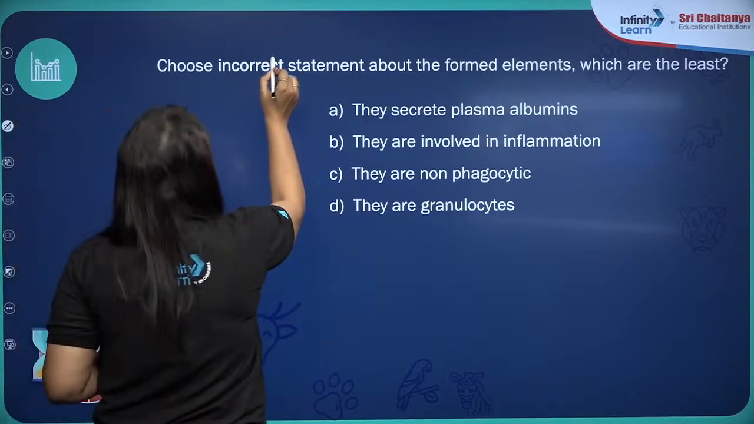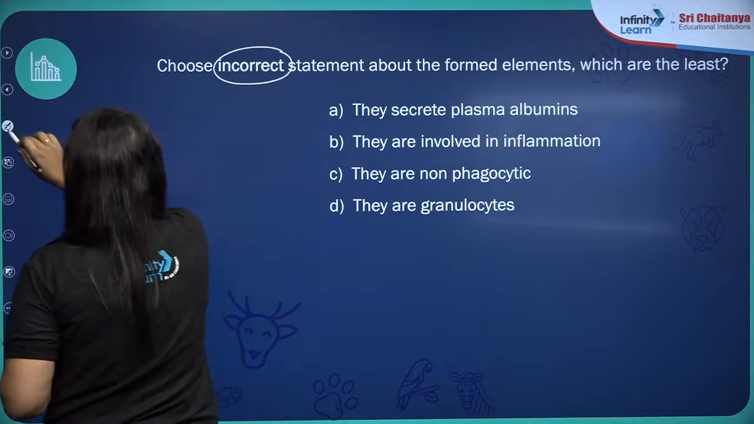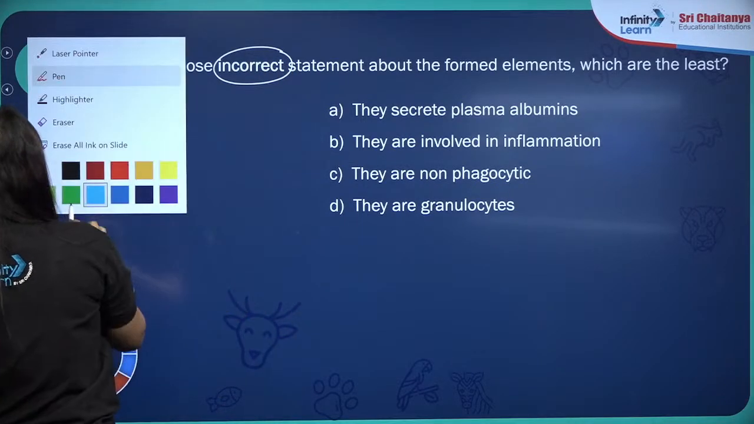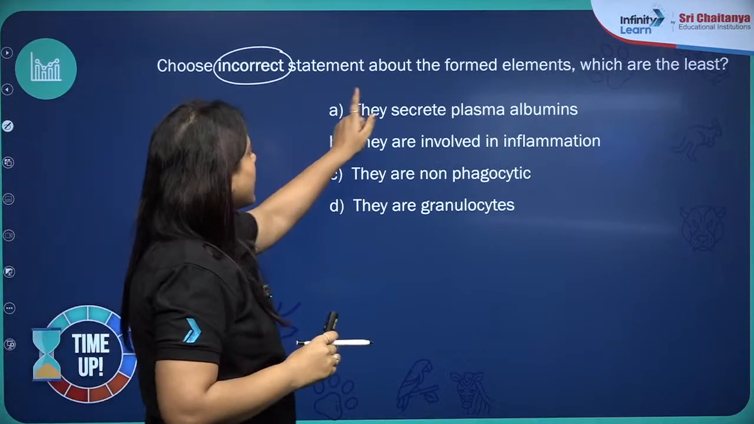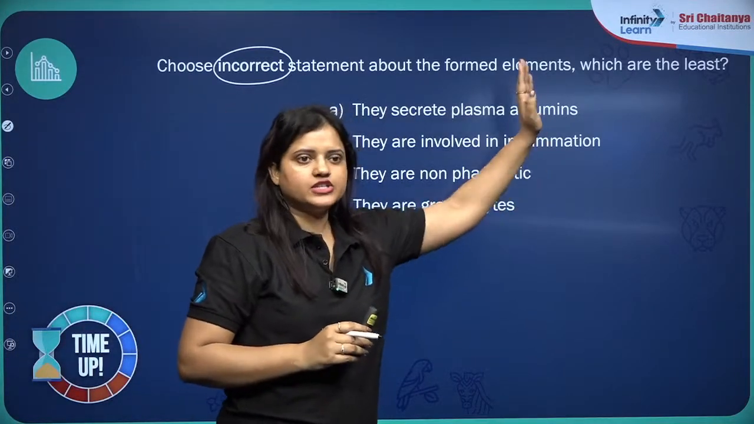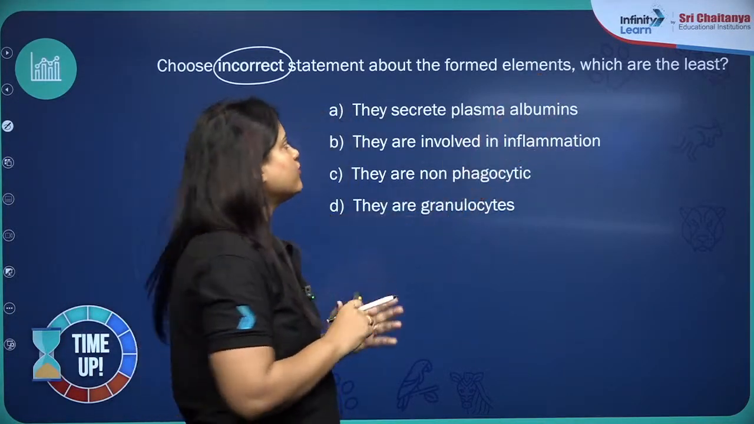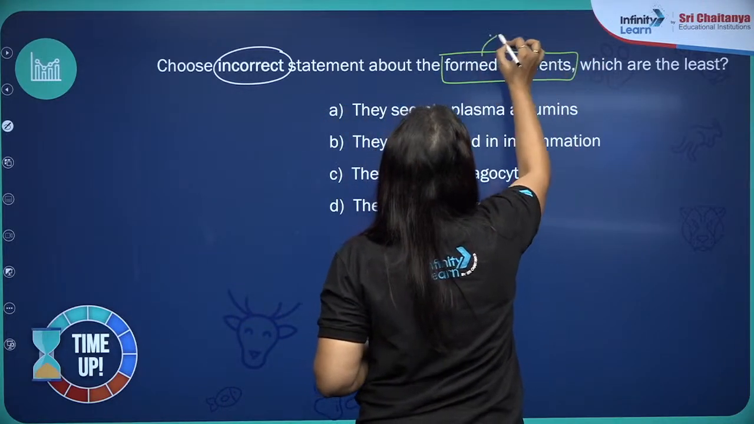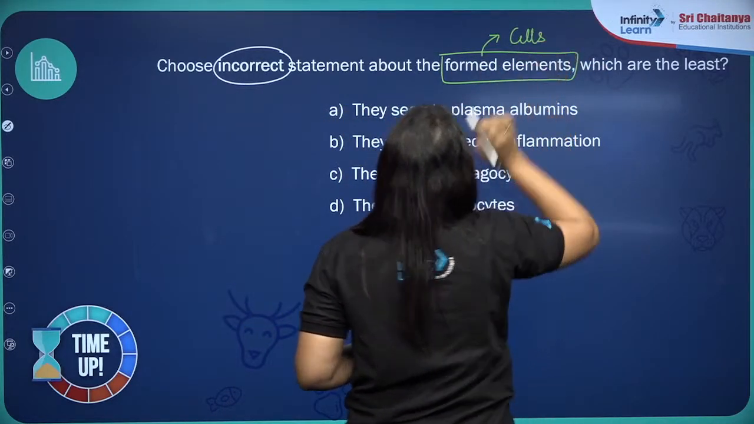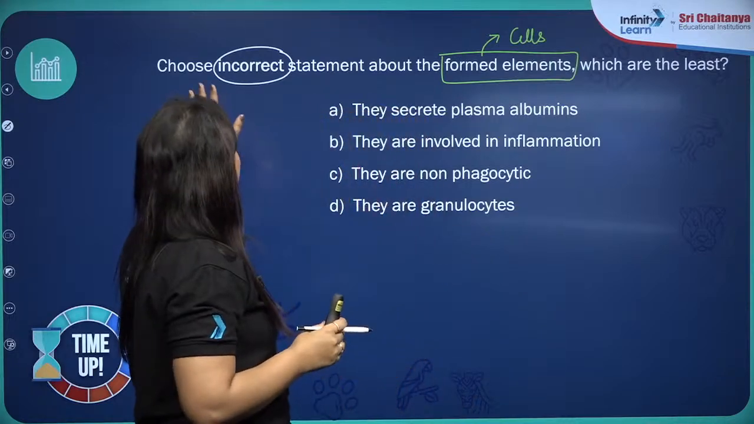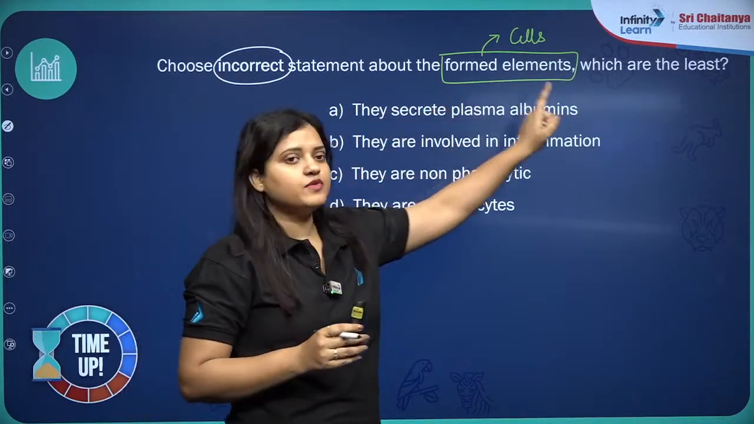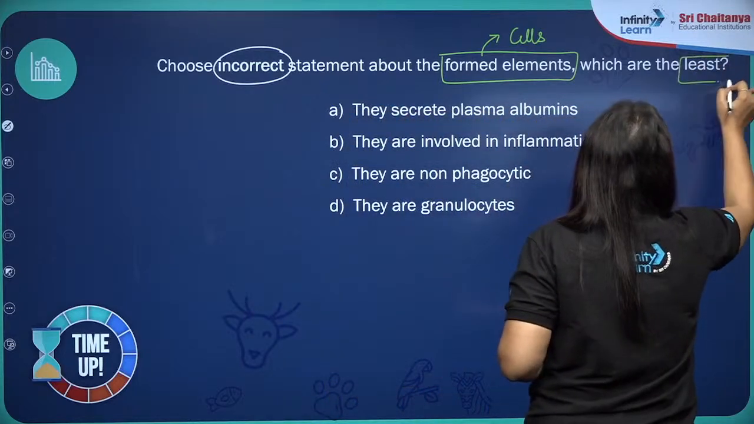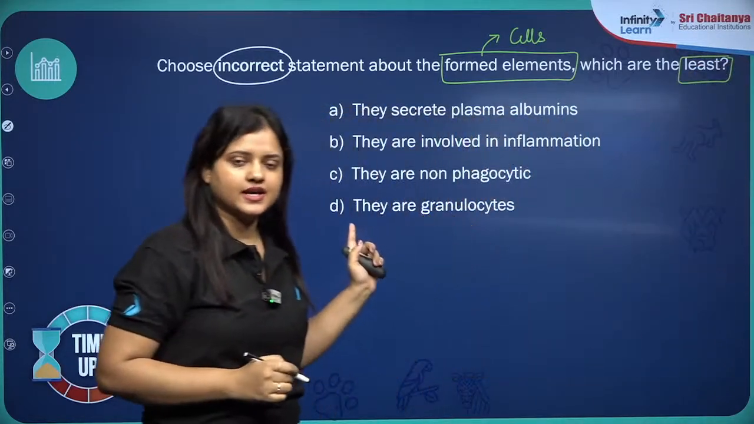Okay, so remember they are asking about the incorrect statement, right? And this is an incorrect statement related to the formed elements. Now what are formed elements in our blood? Formed elements are the blood cells, right? So they are talking about the incorrect statement about the formed element which is the least. सबसे कम जो formed element है blood में उसके बारे में क्या incorrect लिखा हुआ है.